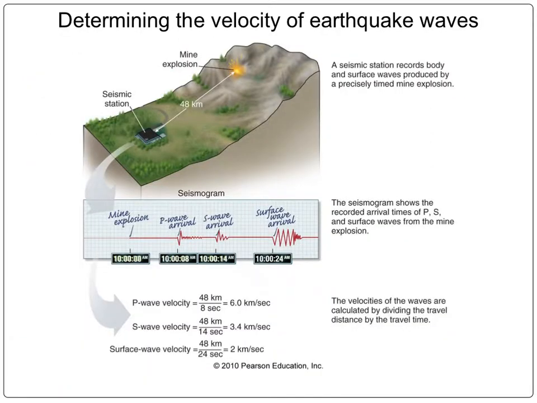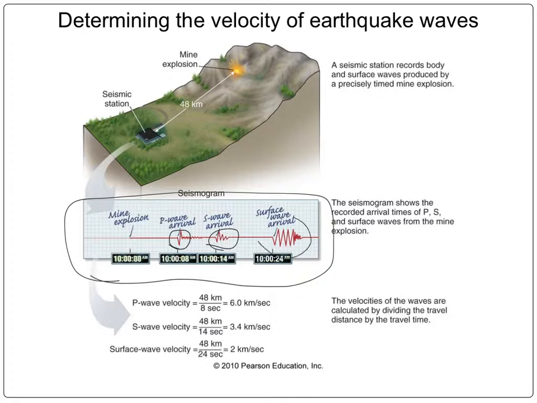So we can do some experimental work where we set off, say, for example, a controlled explosion some kilometers away from a seismic station. And if you look at the recording at the seismic station in response to that explosion, you'll see first to arrive will be this P wave. Second to arrive will be the S wave, and then the third to arrive would be the surface wave, which in general is going to be larger in amplitude than the other two.